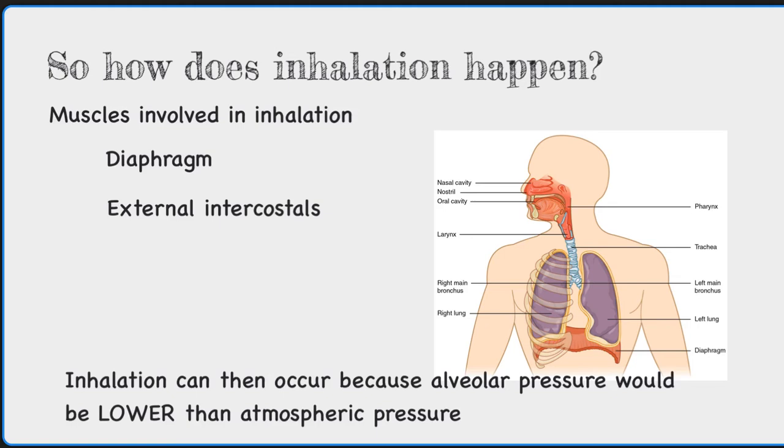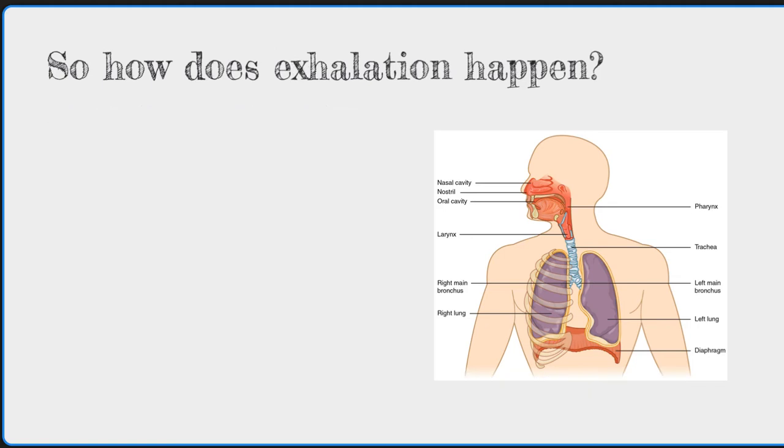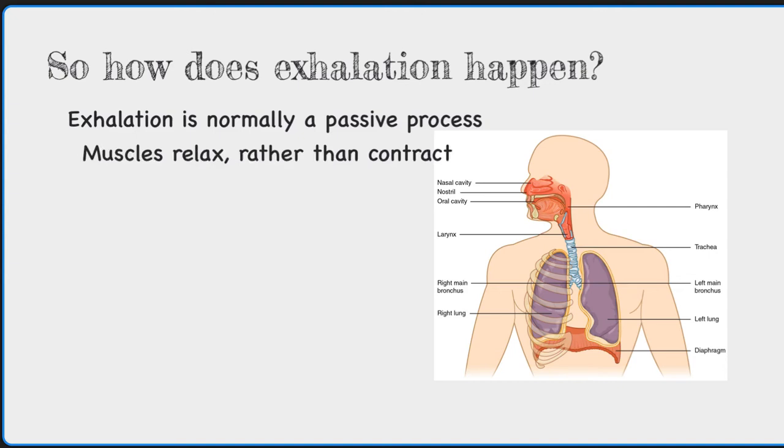Once air enters into the lungs, then the pressure within the lungs is going to start to equilibrate with atmospheric pressure, and then eventually pressure is going to get greater in the lungs than atmospheric pressure, and this is what's going to cause exhalation to happen. So for us to be able to exhale, pressure within the lungs needs to be greater than outside pressure so we can reverse the process. Now, exhalation itself is normally a passive process, meaning there is no contraction of muscles. Instead of muscular contraction, the muscles are going to relax.